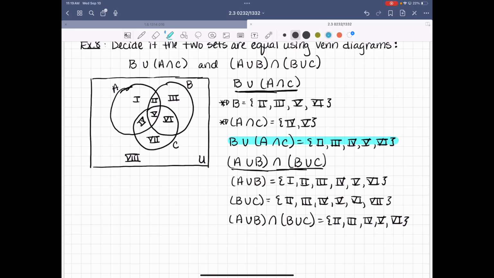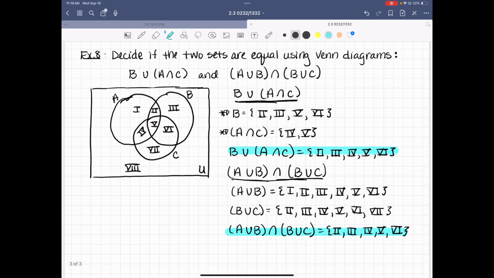So my question for you is, are they equal? Are the two blues equal? Yes. They are. Good job. B union A intersection C equals A union B intersection B union C.